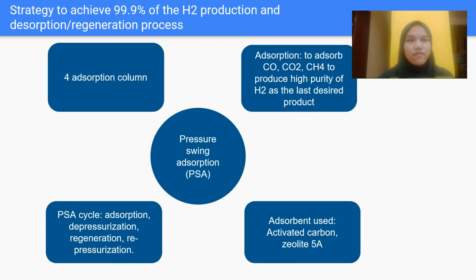For the H2 enrichment unit, the pressure swing adsorption process is used to adsorb impurities in the feed gas mixture to produce high purity H2 as the last desired product. So highly selective adsorbents for the impurities are chosen, which are activated carbon and zeolite 5A. To increase the adsorption rate, four adsorption columns are used with cyclic adsorption processes through four steps, which are adsorption, depressurization, regeneration, and repressurization.